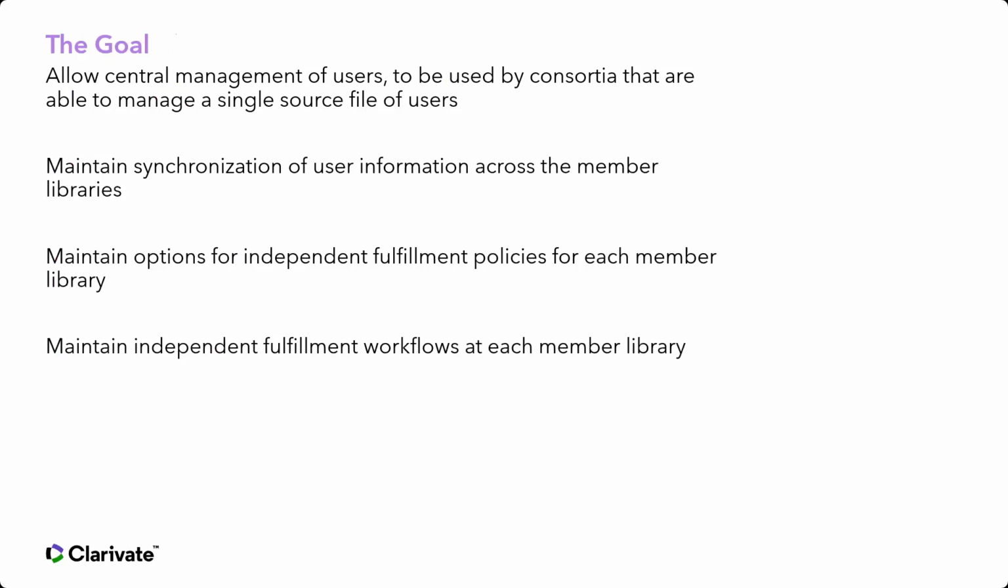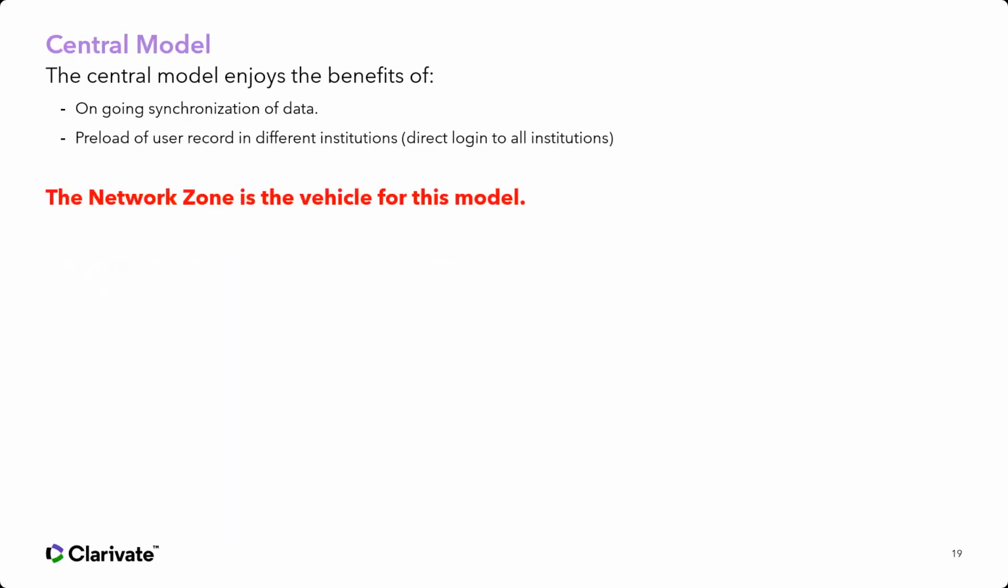And this is where the third model, which is the central model, comes into place. In this model, we will be updating the user accounts only in one place, and that place will be the network zone. So this model is a fit for networks that have a network zone. If the network already has a network zone because it does shared cataloging and other types of shared network zone services, then you could use that network zone also to be that central repository of user information that will be used by all of the other institutions.